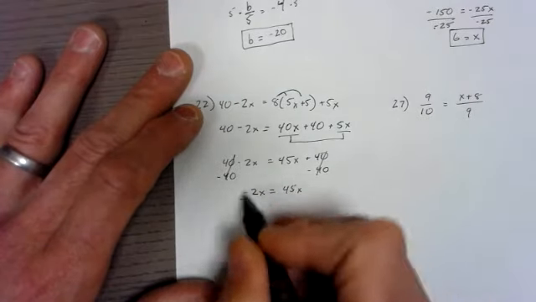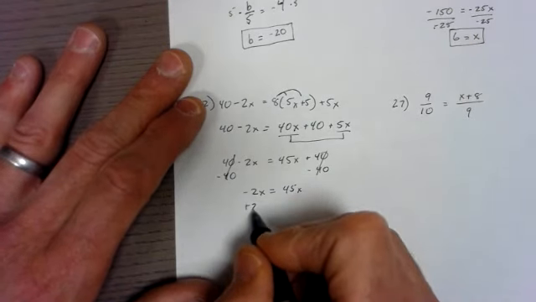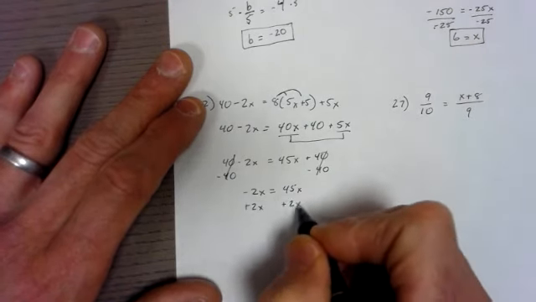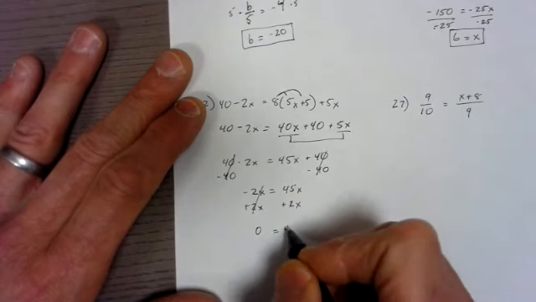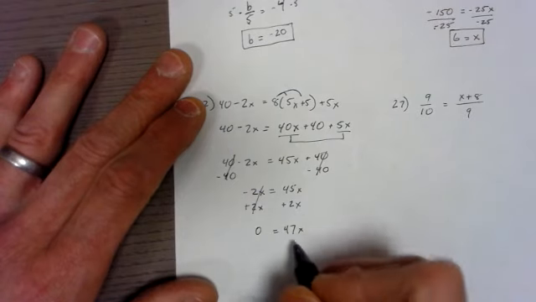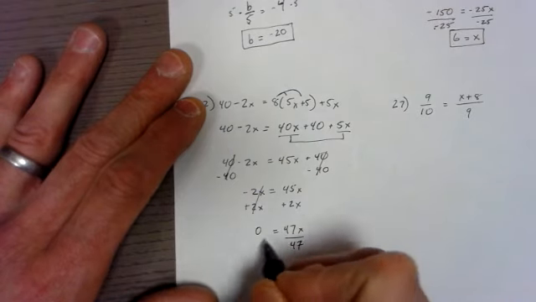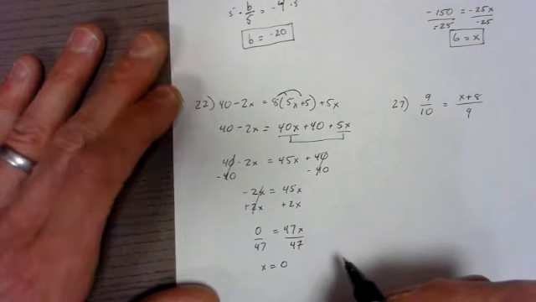Now this looks a little strange, but let's keep going and see what happens when we combine our like terms. I'm going to add 2x to both sides, and the left side becomes 0, equals 47x. So if we divide by 47, 0 divided by 47 is still 0. So x is going to equal 0 in this case.